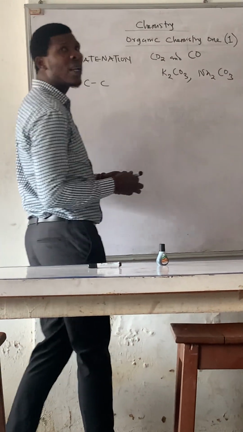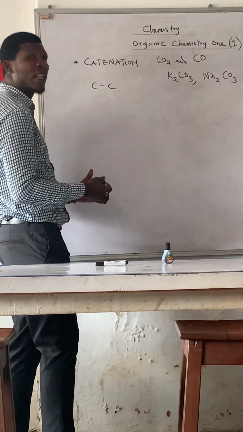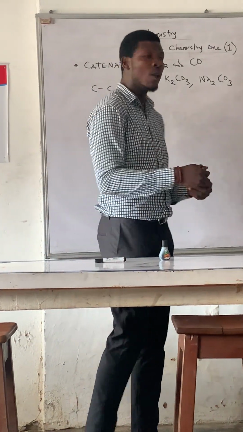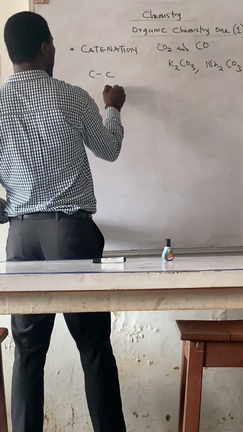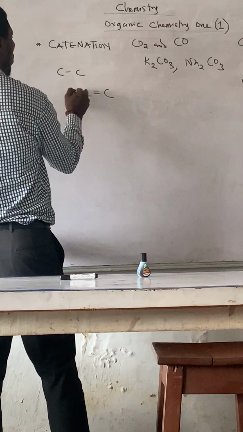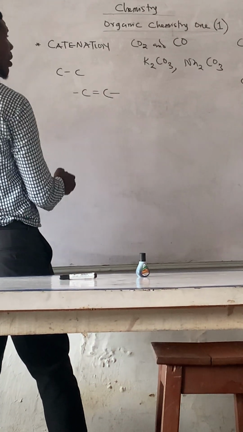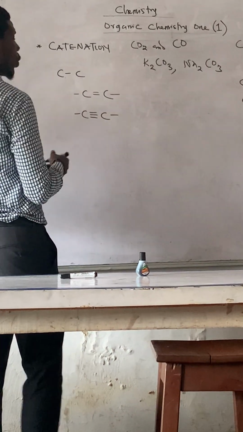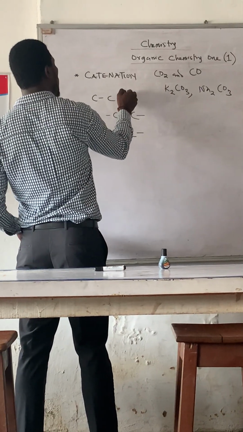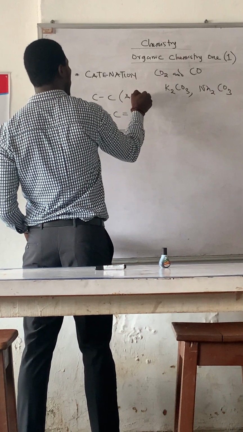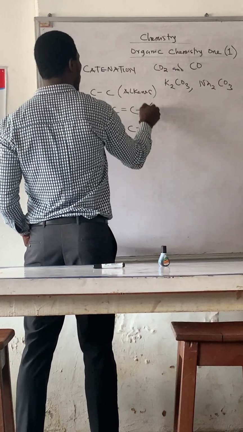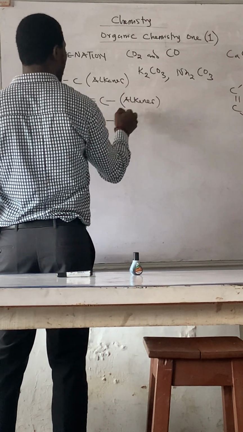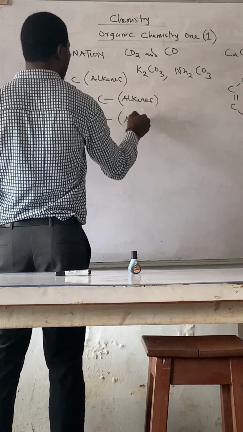Of course, carbon can also combine to form a double bond or multiple bonds. When we say double bond, it simply means something like this, a carbon to carbon double bond. What about the triple bond? This is called a carbon to carbon triple bond. Those that have single bonds are normally called the alkanes. Those that have double bonds are called the alkenes, and these ones are called the alkynes.